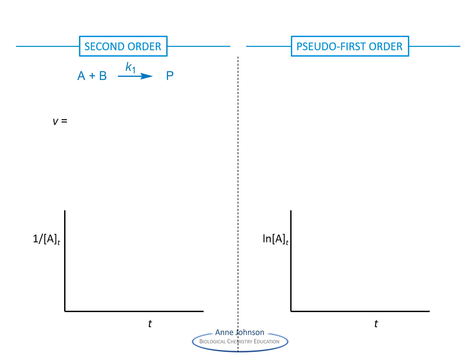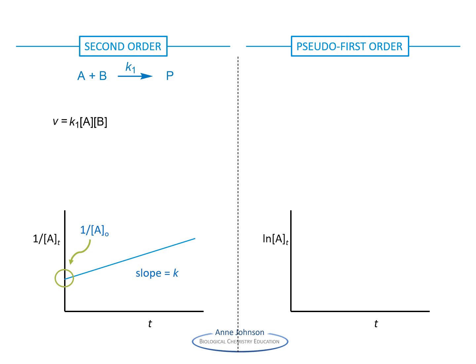In a second-order reaction, reactants A and B are converted to product P with rate constant K1. Now the rate of this reaction is K1 times A and B. To get a linear plot, we need to plot the inverse of one of the reactant concentrations as a function of time. This plot has a slope equal to the rate constant and a y-intercept equal to 1 over the initial concentration of the reactant we plotted.